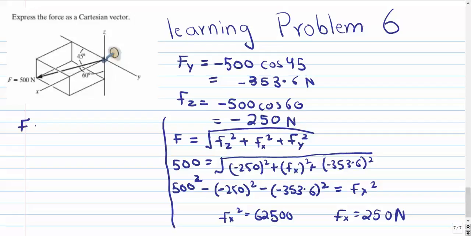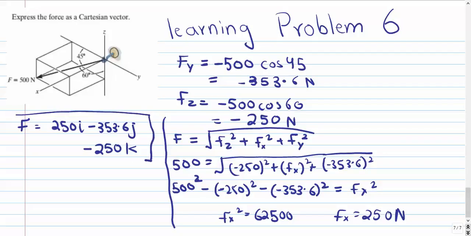F will be equal to 250i minus 353.6j minus 250k. So this is the simple procedure for this question.